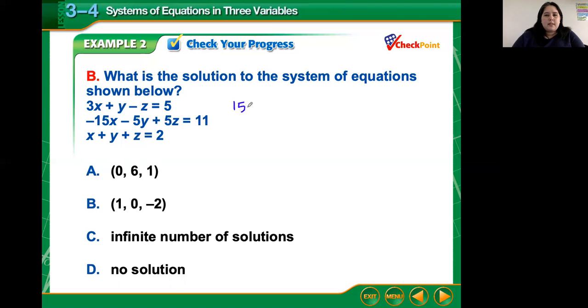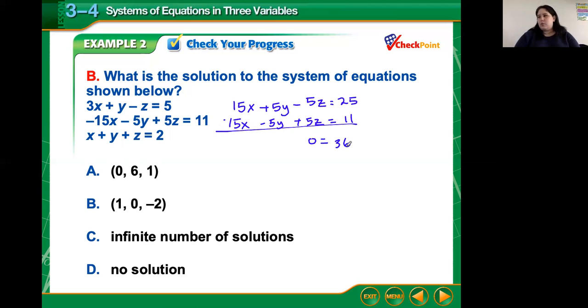So I get 15x plus 5y minus 5z equals 25. And we're going to add that to the second equation. Negative 15x minus 5y plus 5z equals 11. And we find everything cancels out over here and we get 0 equals 36, which is a false statement. So this is a no solution.